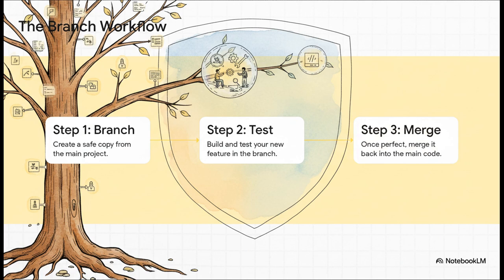This creates a super simple, incredibly safe three-step workflow. First, you create a branch. Second, you build and test your new feature in that totally safe space until it's absolutely perfect. And only when you are 100% sure it works do you merge it back into the main project. It's collaboration without the constant fear of breaking things.